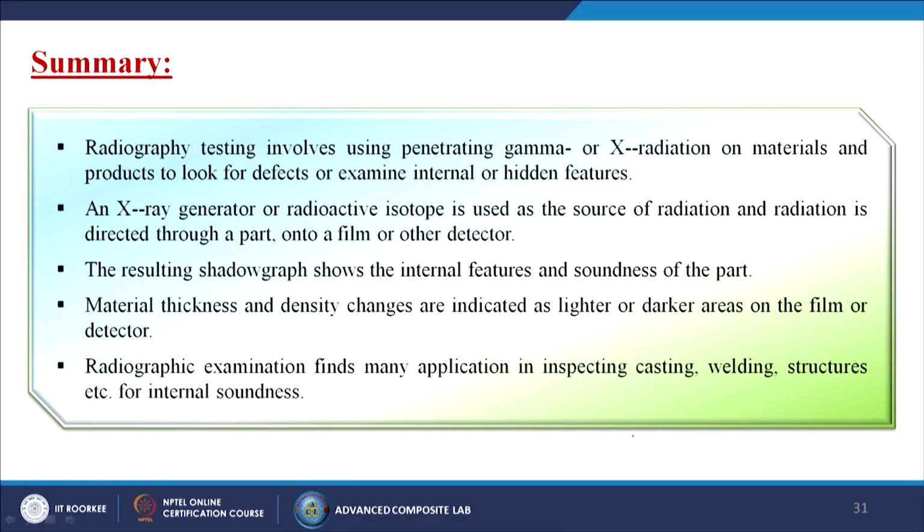An X-ray generator or radioactive isotope is used as the source of radiation, and radiation is directed through a part onto a film or some other detector. Material thickness and density changes are indicated as lighter or darker areas on the film or detector. Radiographic examination finds many applications like casting, welding, and structures, for internal soundness. So, there are numerous applications where we are using these kinds of rays nowadays, even for biomedical applications too. Thank you.